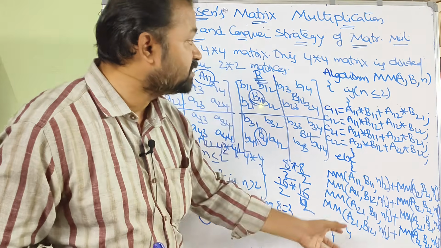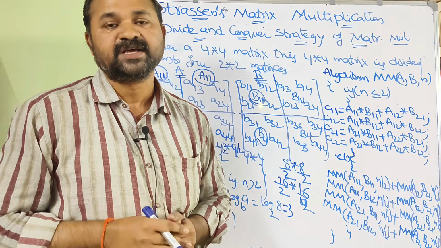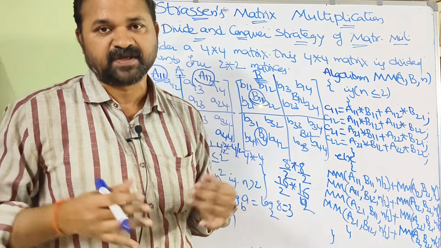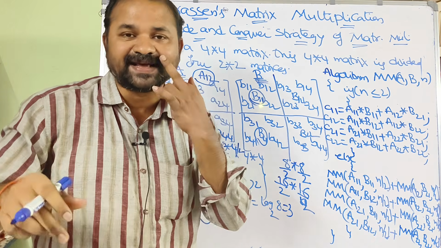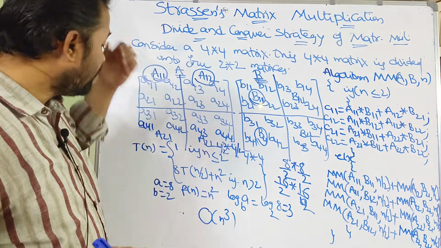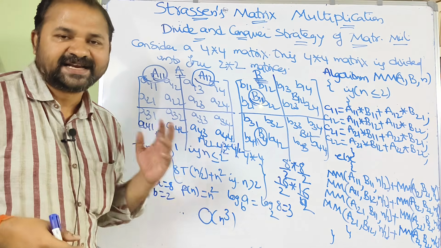So this is the algorithm for the divide and conquer strategy. It is needed when the problem size is larger, that is, if the order of the matrix is greater than 2. Now let us see the recurrence relation or time complexity. First let us see the recurrence relation.